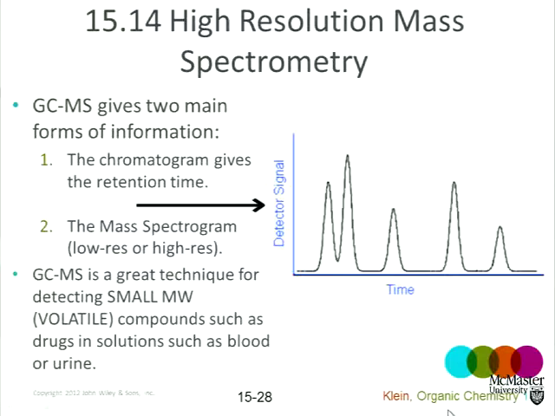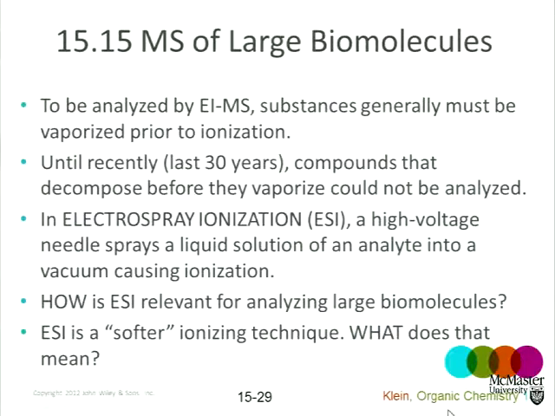Gas chromatography is a great technique for detecting small molecular weight volatile compounds. They need to be delivered in the gas phase. In gas chromatography, we separate things by using a gas as the mobile phase, passing over a liquid as the stationary phase. So our molecules need to be volatile. They need to at least be partially in the gas phase.